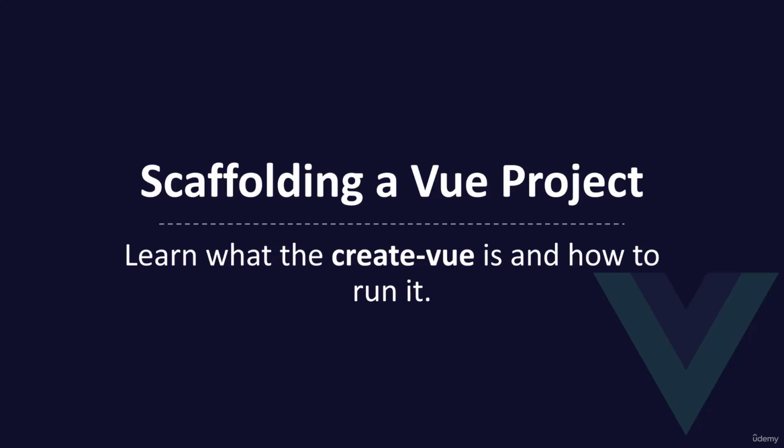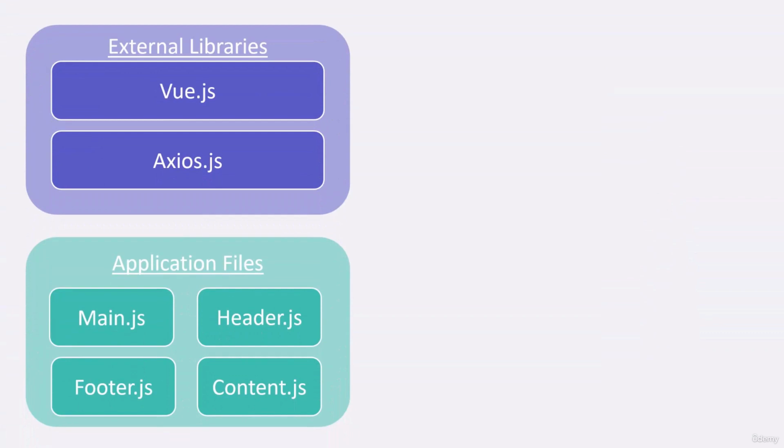The Create Vue package is a tool manager. Its purpose is to help you organize your files, pre-configure tools, and let you start building your application right away. The code base of an application can be broken into two parts. There's the application code and code from external libraries. Code from external libraries can be considered code from libraries like Vue or Axios. It's code we didn't write, but are using in our application. Application code is the code we've written to get a functioning application.